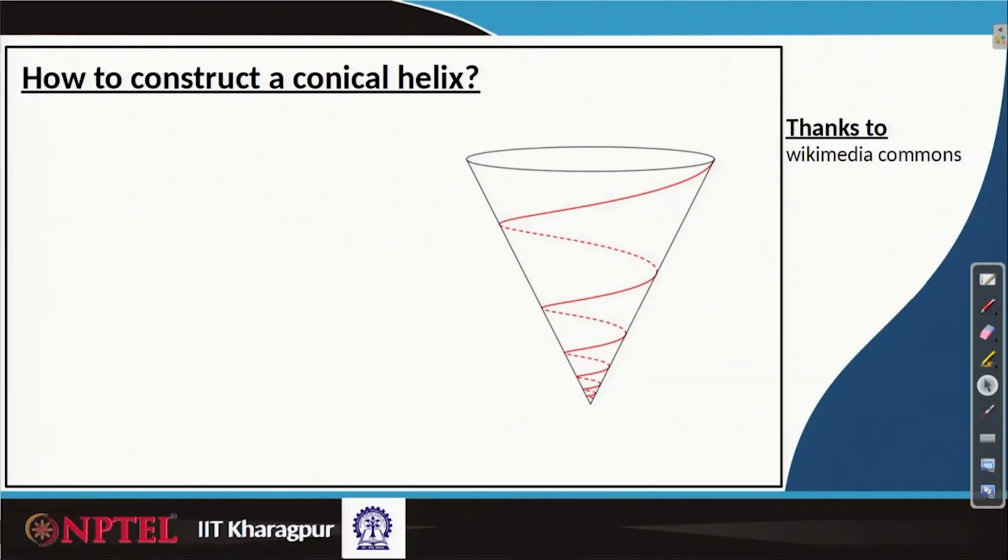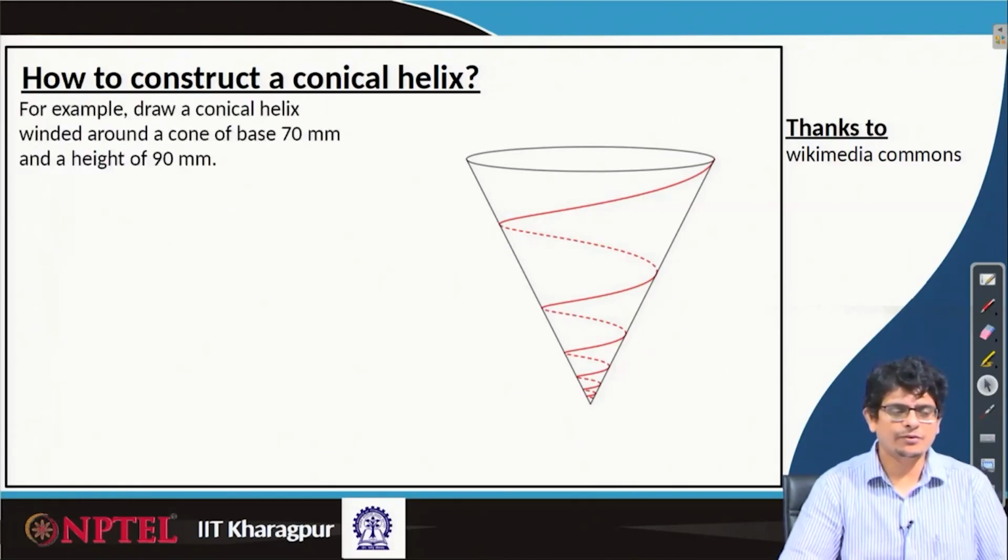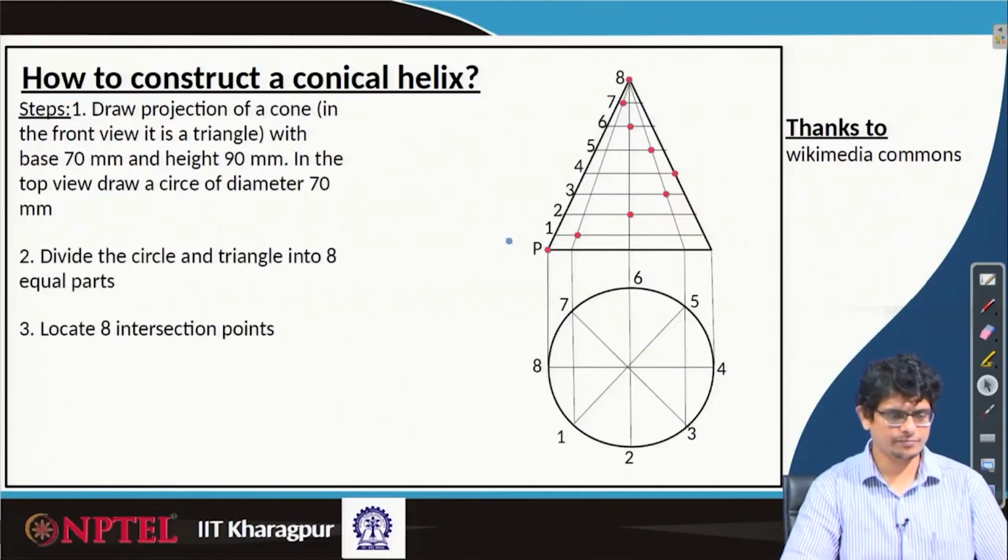If we are winding a rope or thread around a cone starting all the way from apex to base, the geometric curve we get is called a conical helix. For example, let us look at a conical helix wound around a cone of base 70 mm and height 90 mm. And it has made one revolution starting from base all the way to the top, the peak.